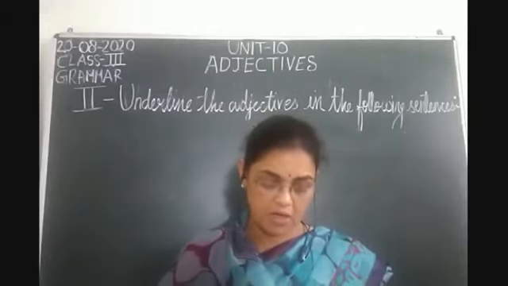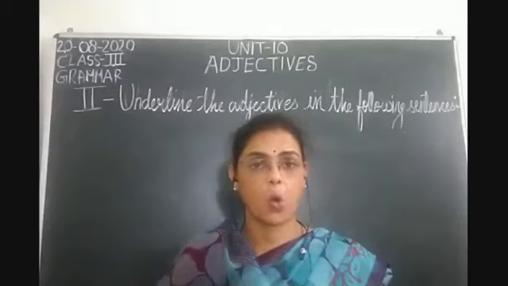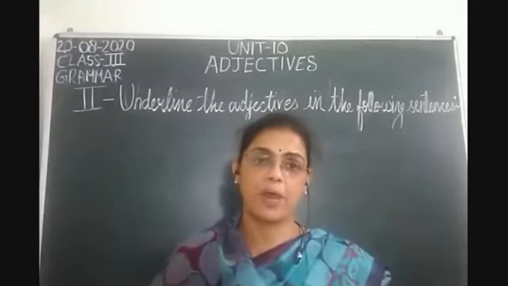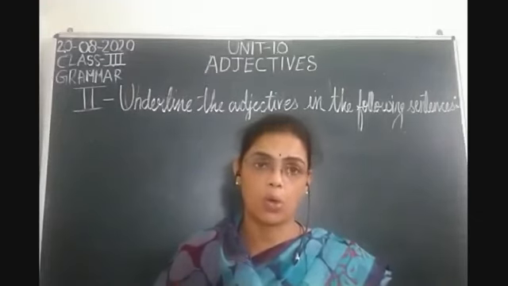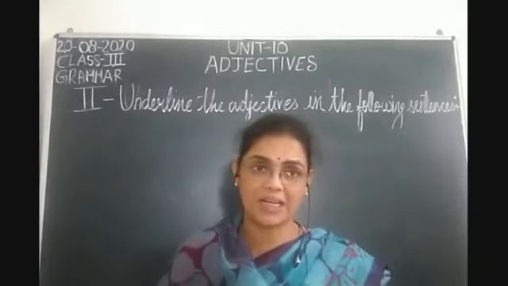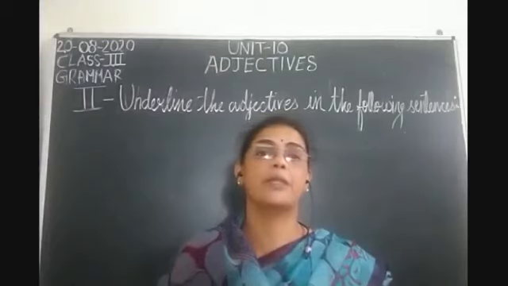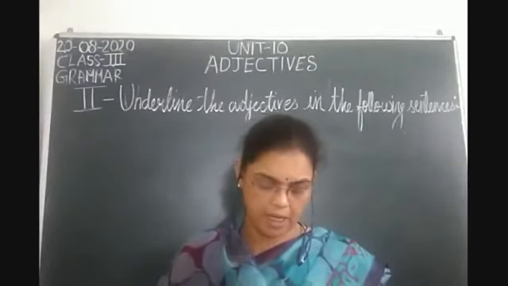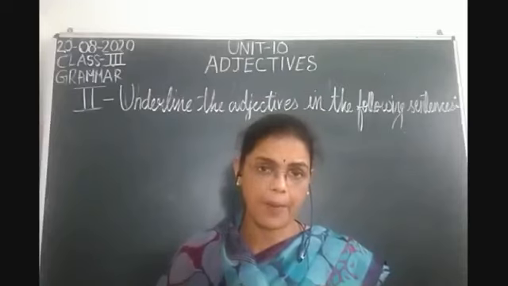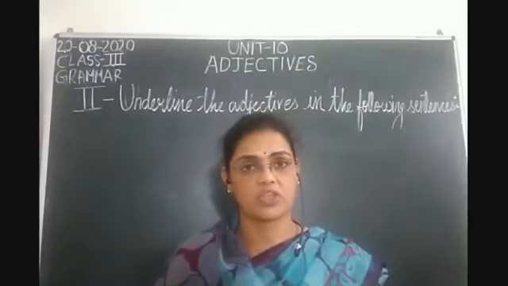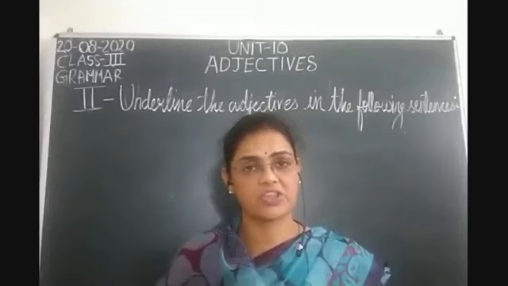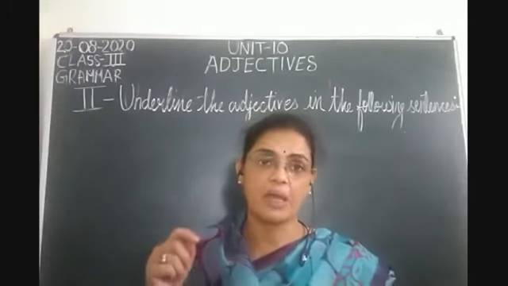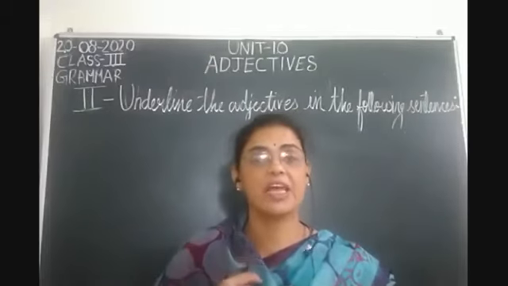9th, Rachna won a gold medal. Which word is describing medal? Gold. So gold is the color which is describing the medal. So underline gold. 10th, the Mehtab Bagh is very large. Now which word is describing Mehtab Bagh? Large. That's the size of the bagh. So large is the adjective.